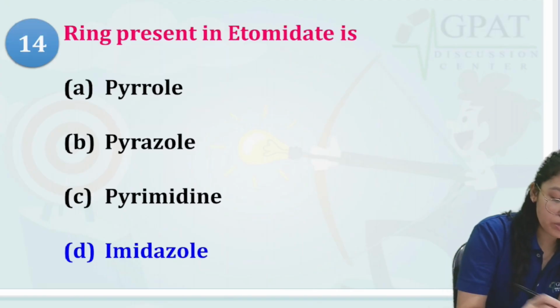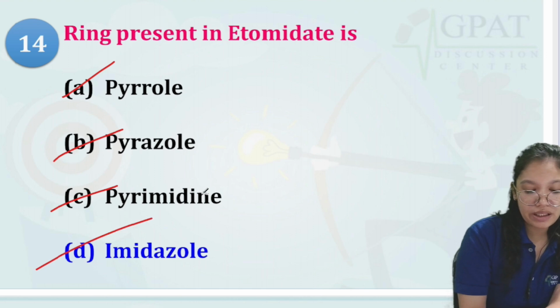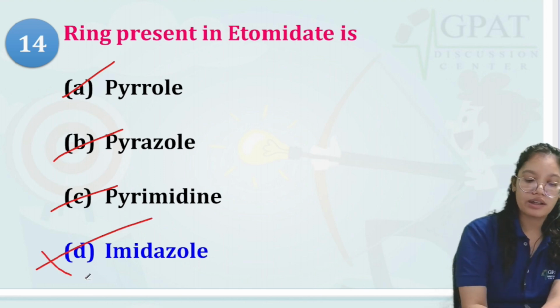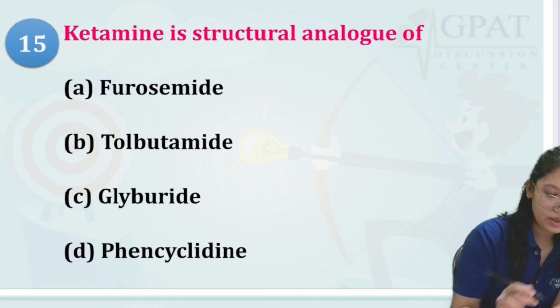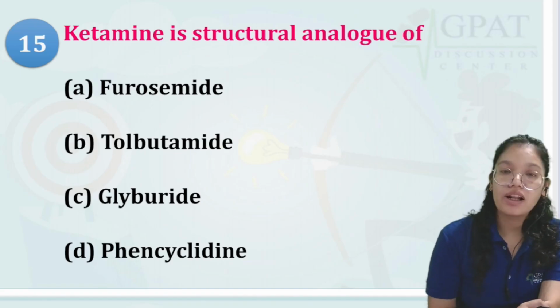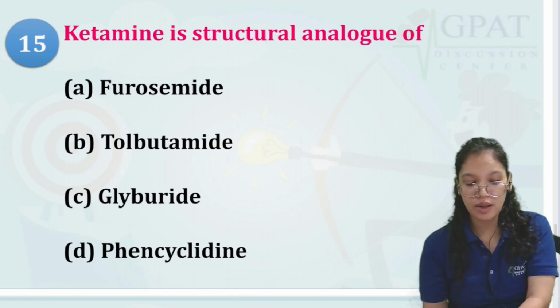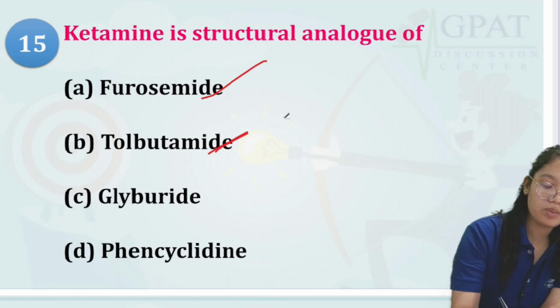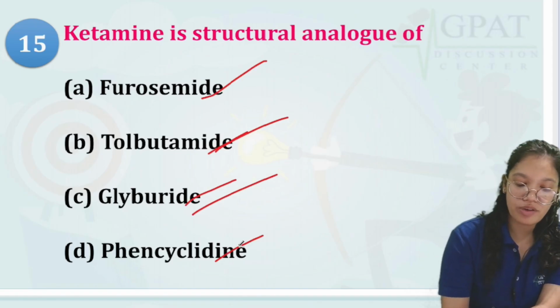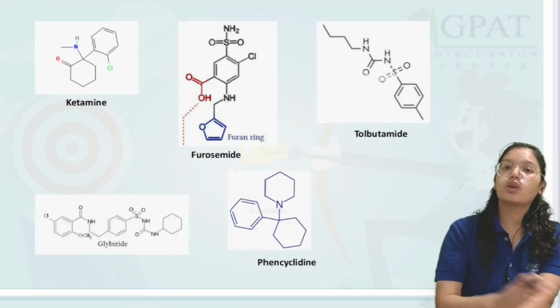So if we look at the options: pyrrole, pyrazole, pyrimidine, imidazole. So this is the answer, that is imidazole. Next we have: ketamine is a structural analog of. So what is the structural analog of ketamine? Is it furosemide, disopyramide, glyburide, or phencyclidine? So let's look at these structures first.